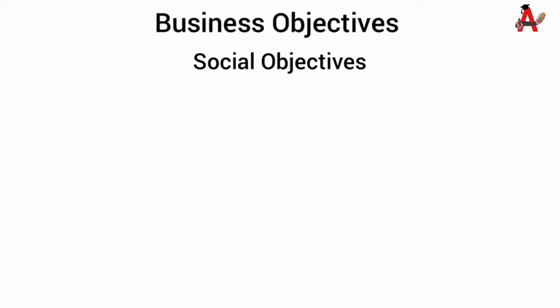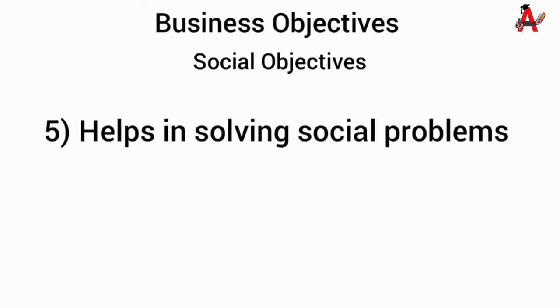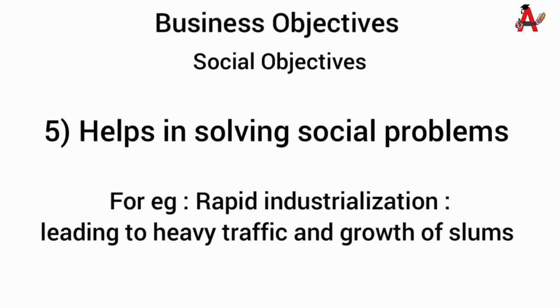Social objective is also to help solve social problems. For example, there is rapid industrialization which is leading to a lot of problems related to traffic and growth of slums. Business should be aware of that and try to innovate and try to solve a few of these problems.